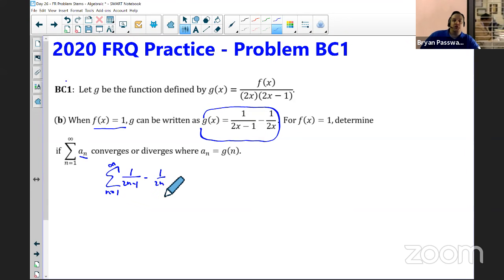So really, what we have here is just going to be the series of 1 over 2n minus 1 over 2n. Now, I don't know about you, but that's not really a series that I'm that familiar with, right? There's a lot of things that we could do with this. We could try to combine them into one or whatever.